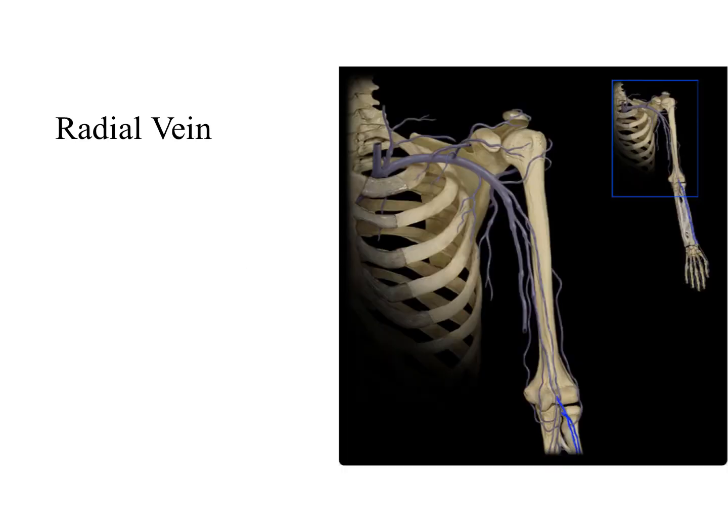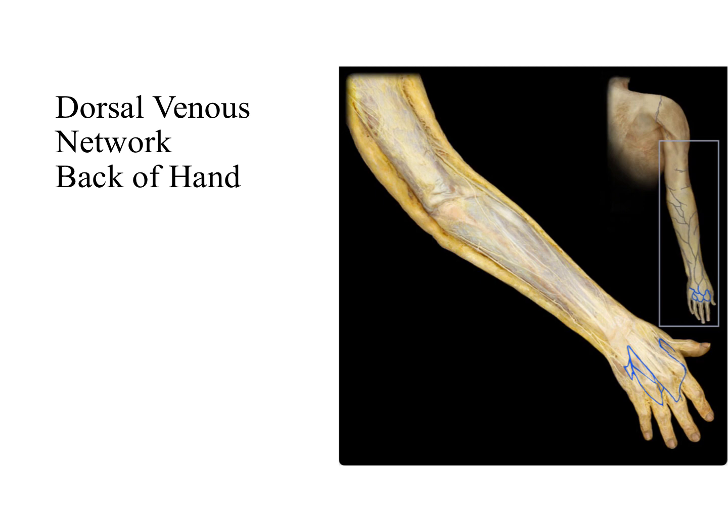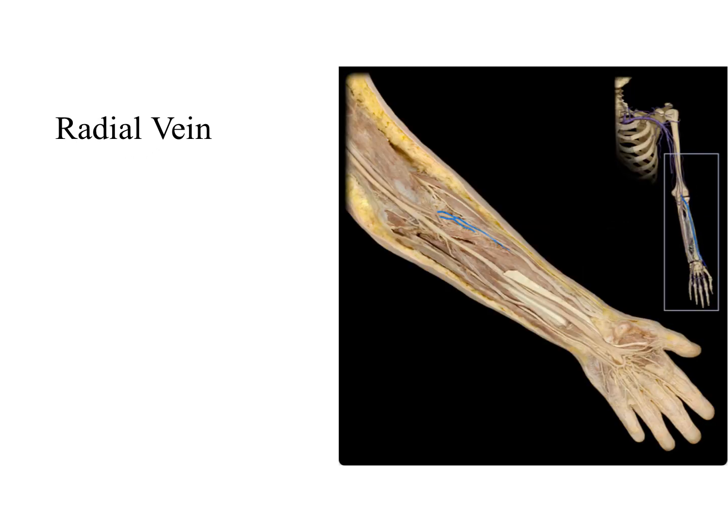Here we're seeing the radial vein in the cubital fossa. Here's the ulnar vein in the cubital fossa. And here's where we see the radial and ulnar veins drain into the brachial veins in the arm. This is a picture of the dorsal venous network, which is on the back of the hand. And here's a picture of the radial vein in a cadaver. And here's where we would see the ulnar vein in a cadaver.